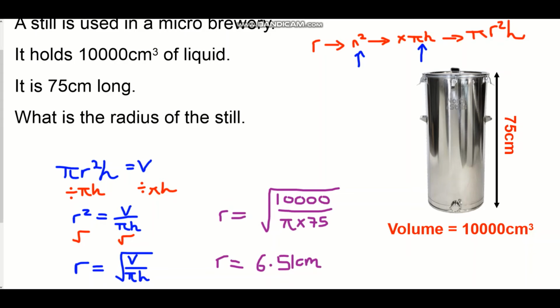All right, the way I did that was I rearranged the equation and then I put in the specific information for this still. All right, it works the other way around too. If you put in the information first and then rearrange your equation, that works absolutely fine as well. But you should always get to the point where r is equal to 6.51 centimeters.